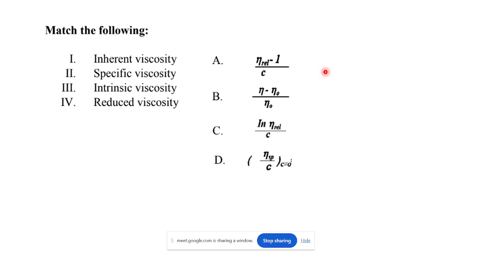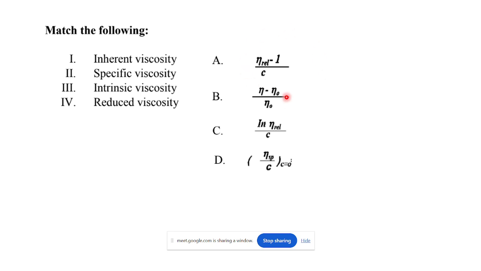The basic is the reduced viscosity, that is eta by eta 0. What is eta? Eta is the viscosity of your solution, and eta 0 is the viscosity of the solution when the concentration of solute is very low. That is the relative viscosity.